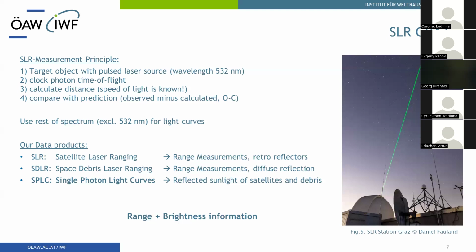You will notice that only a very specific wavelength is actually needed for the purpose of SLR, but we capture all the light coming in. The rest of the spectrum is used to gather light curves. So to summarize, at our SLR station we provide three data products, which are satellite laser ranging measurements, space debris laser ranging measurements, and single photon light curves. So at the end of the day, we have range and brightness information of the object. Today, I only have the time to focus on light curves in this talk.